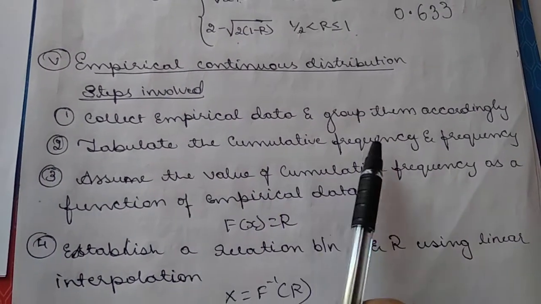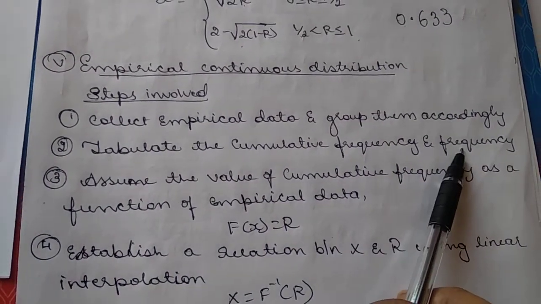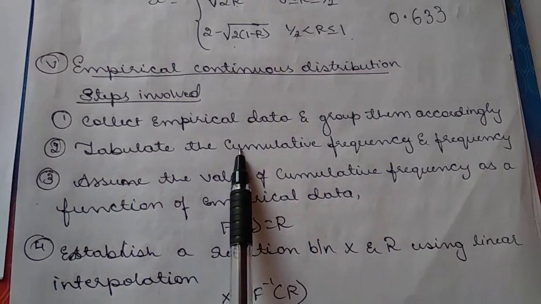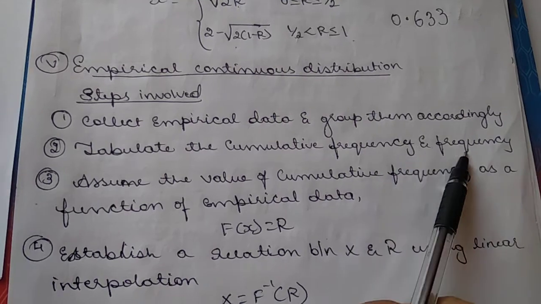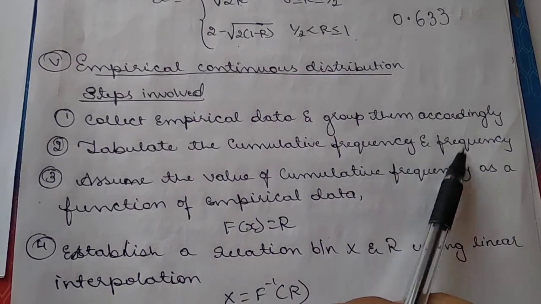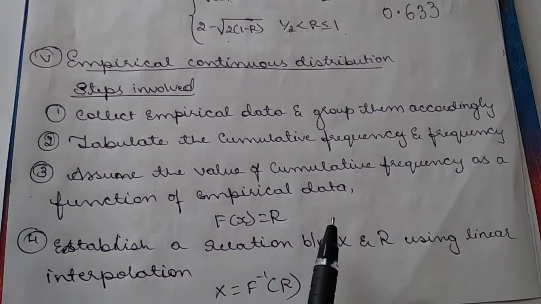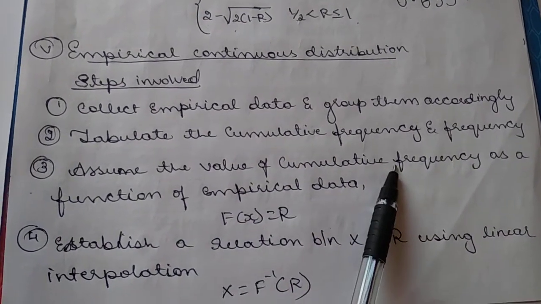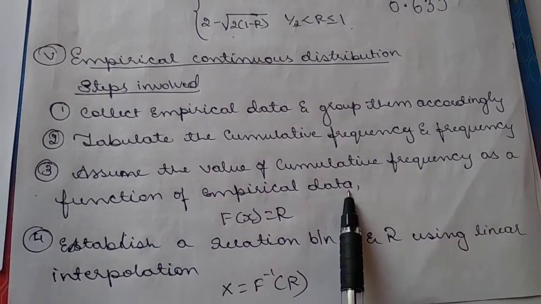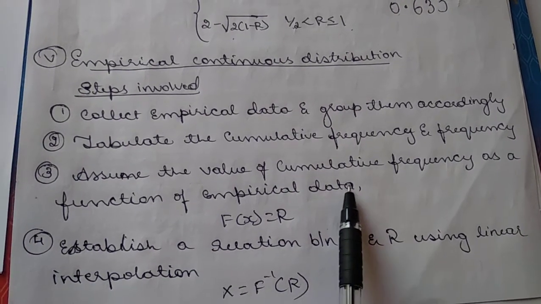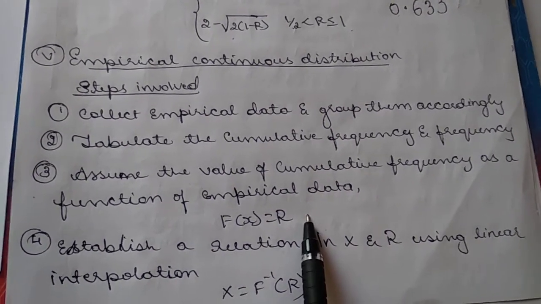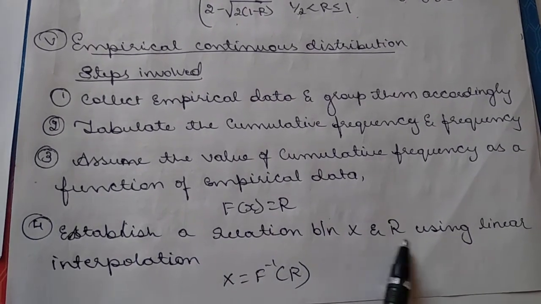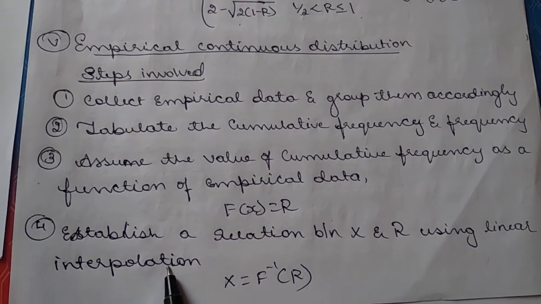Then tabulate the cumulative frequency and frequency. In the chi-square test we have done the cumulative frequency. Here also you have to first calculate the cumulative frequency and the frequency of this empirical data. Now you have to just assume the value of cumulative frequency is a function of empirical data. That is, you have to just set f of x is equal to r. And then you have to establish a relation between x and r using linear interpolation.